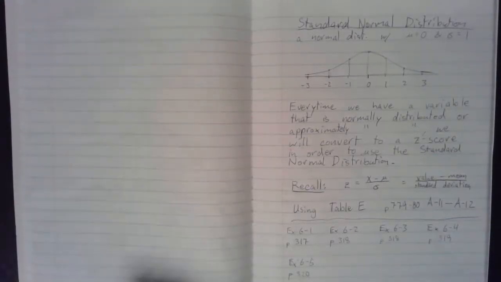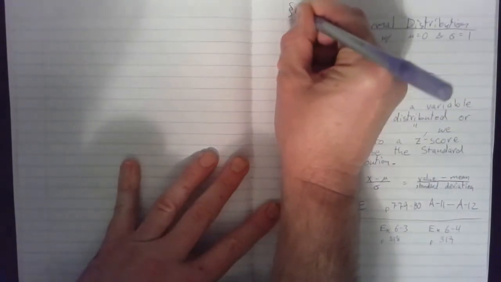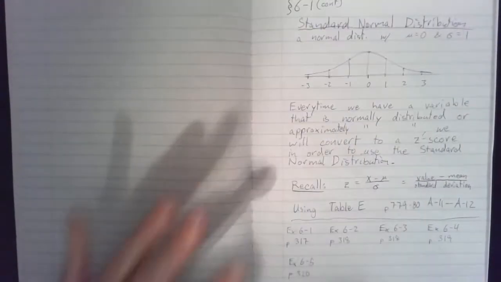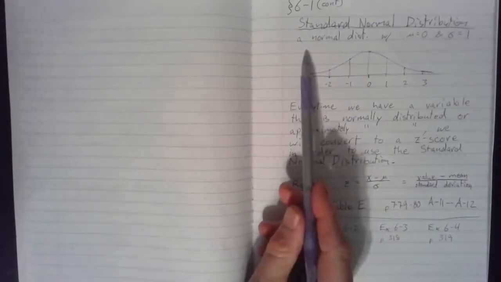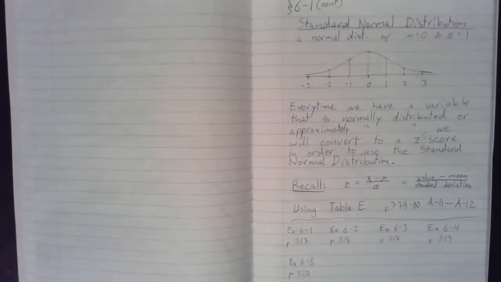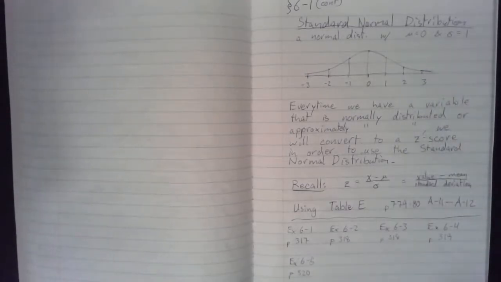Okay, so here we are. This is still in chapter 6, section 1. So we are continuing looking at normal distributions. And now we're going to consider the standard normal distribution. This is a normal distribution where the mean is exactly equal to 0 and the standard deviation, sigma, is equal to 1.